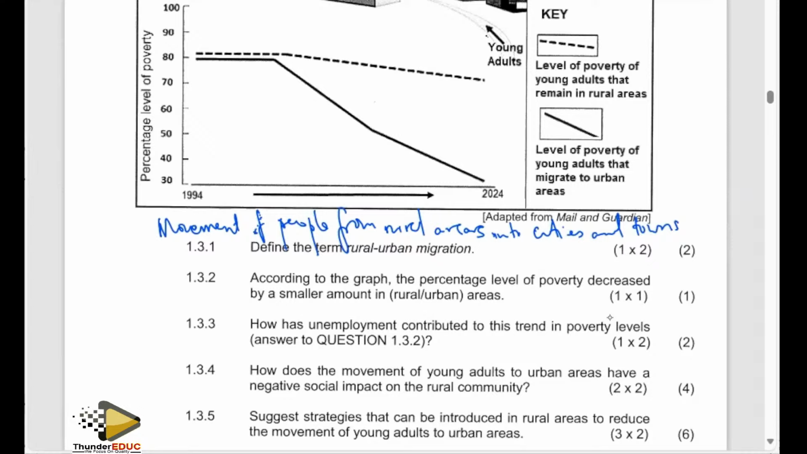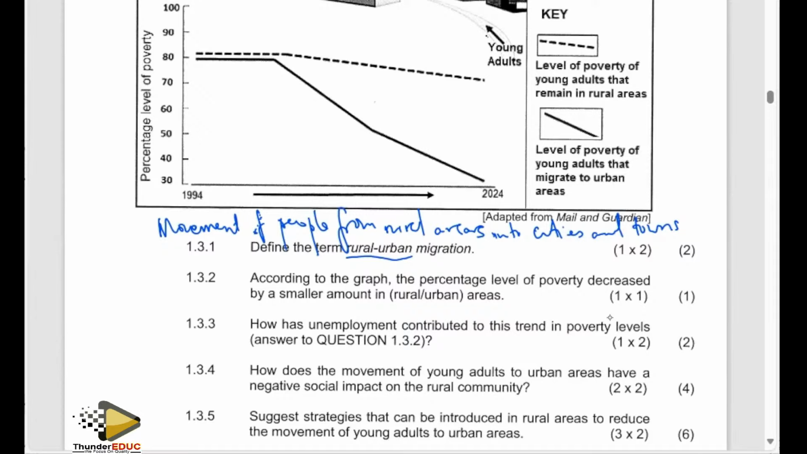Someone is moving from a rural area going to an urban area. And what is an urban area? Referring to cities and towns. So basically, that's the movement of people from rural areas or the countryside into cities and towns. The geographical concept, you can define it in whatever your geographical understanding, but as long as you're addressing the movement and also the direction of movement, that the movement is coming from the rural going to an urban.